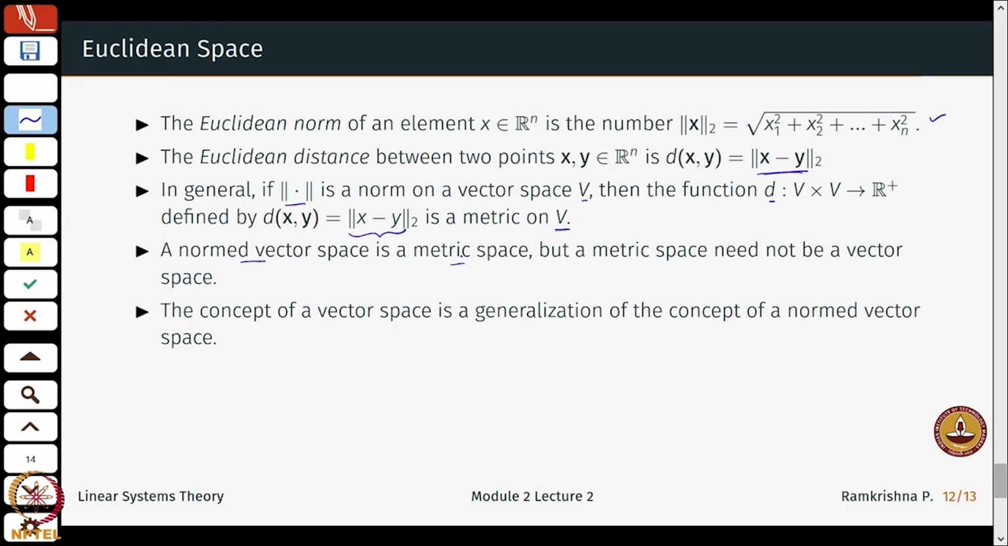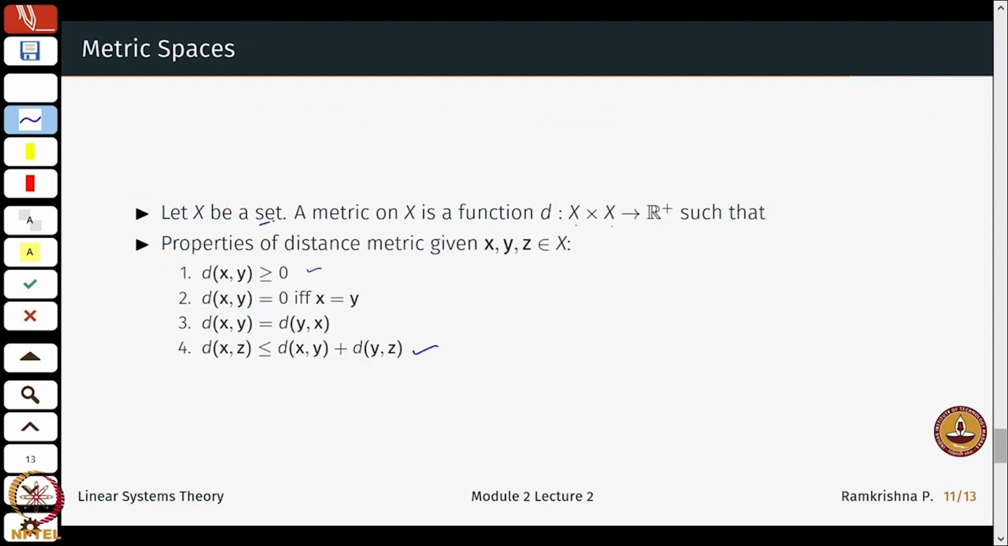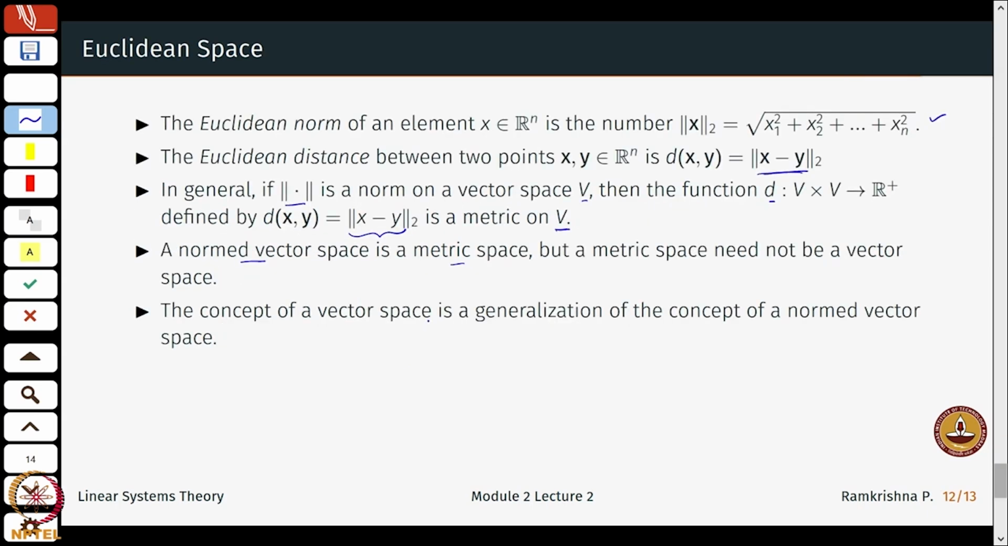When I look at the definition of a metric space, I just begin with a set. It has no properties, it is not a vector space or anything, it is just some set which has these 4 properties satisfied. Therefore, I can say that the concept of a metric space is a generalization of the concept of a normed vector space.